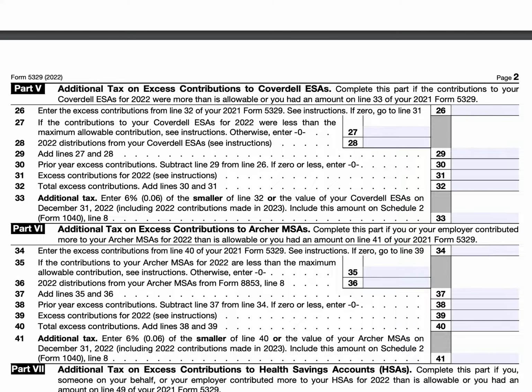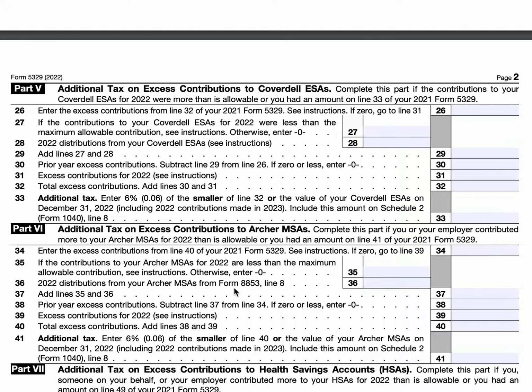For line 35, if the contributions for the current year are less than the maximum allowable, refer to the instructions, which will tell you to enter the difference between the actual contribution and the contribution limit. Your contribution limit is the smaller of line 3 or line 4 contained on Form 8853, Archer MSAs, and long-term care insurance contracts.